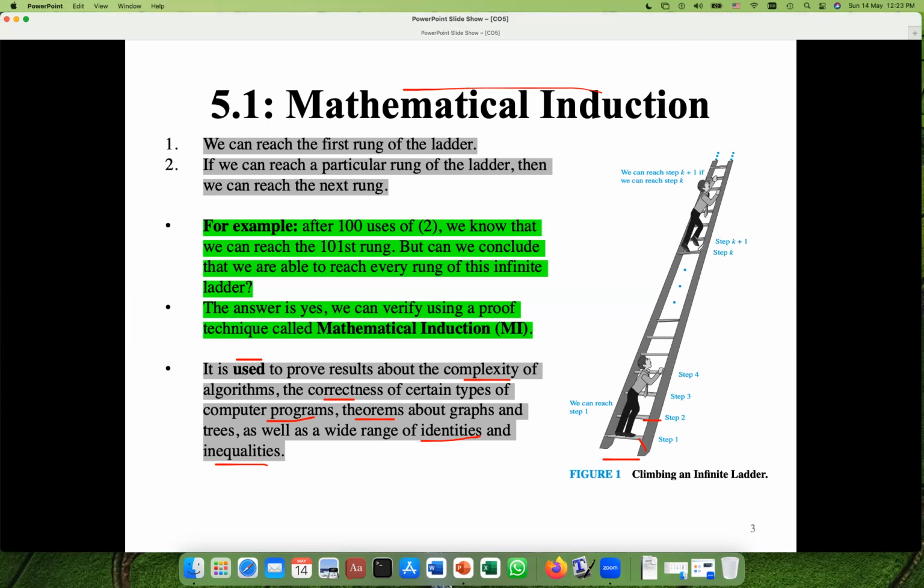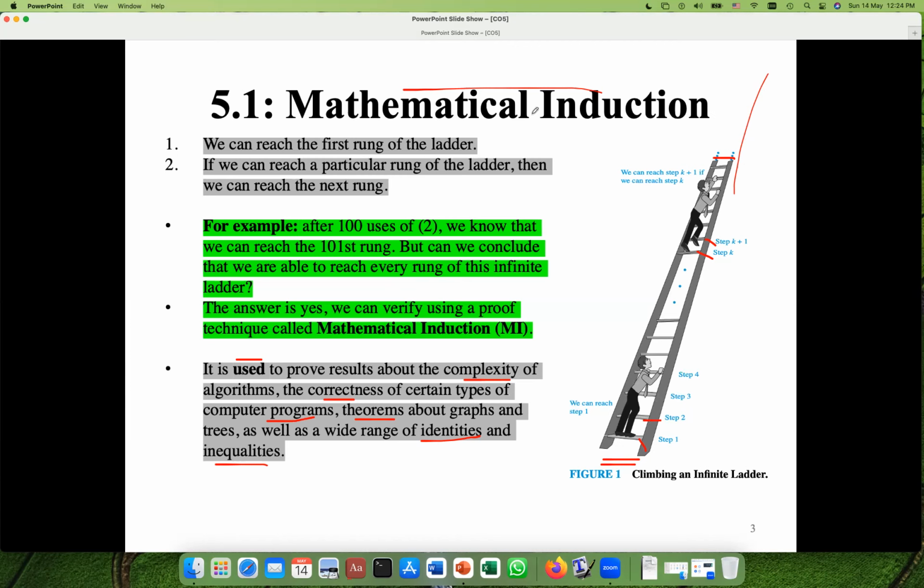And if you are at step k, then k plus 1 is the next step. So then you can say that I can reach the k plus 1 step. Only one step forward, not too much. Even on the ground, you can think that I can reach the top or whatever. But this is an infinite series, okay? This is a concept of infinity. You can imagine whatever you want.